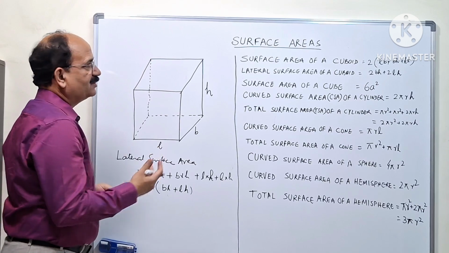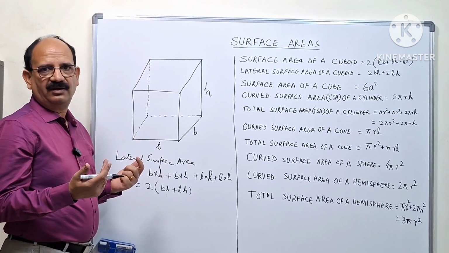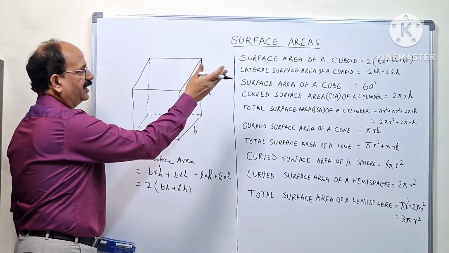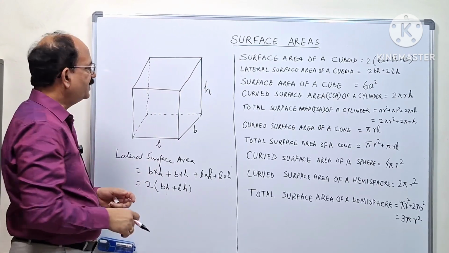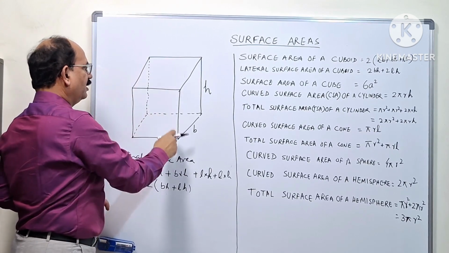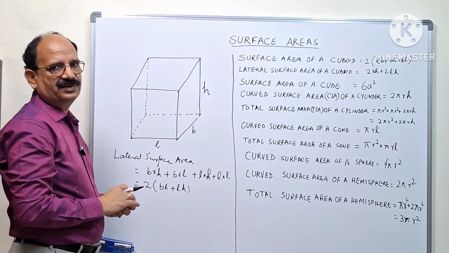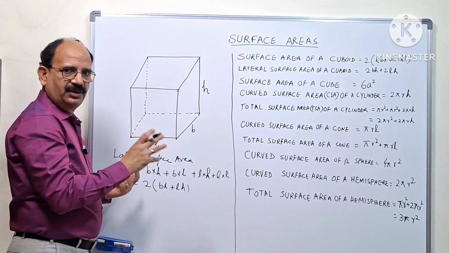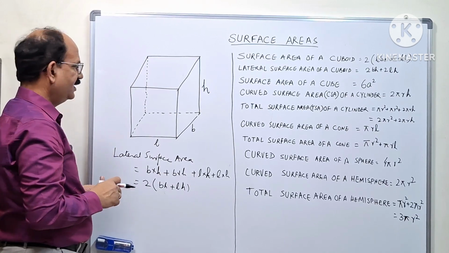Okay, but at times there are problems related with this where one face may not be available. And if you just simply go and do this 2LB and BH and LH, probably you will be going wrong. So it is better to understand that which all faces are involved and then what is the area of those faces. Likewise, which all parts of the shape is involved and then what are the corresponding areas for that. Okay.